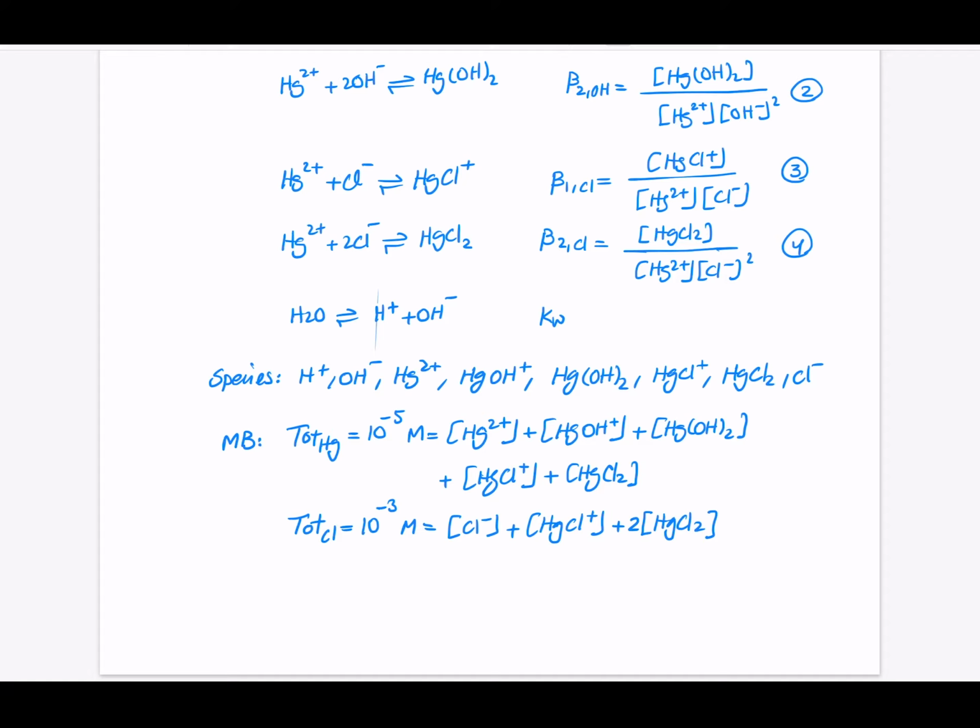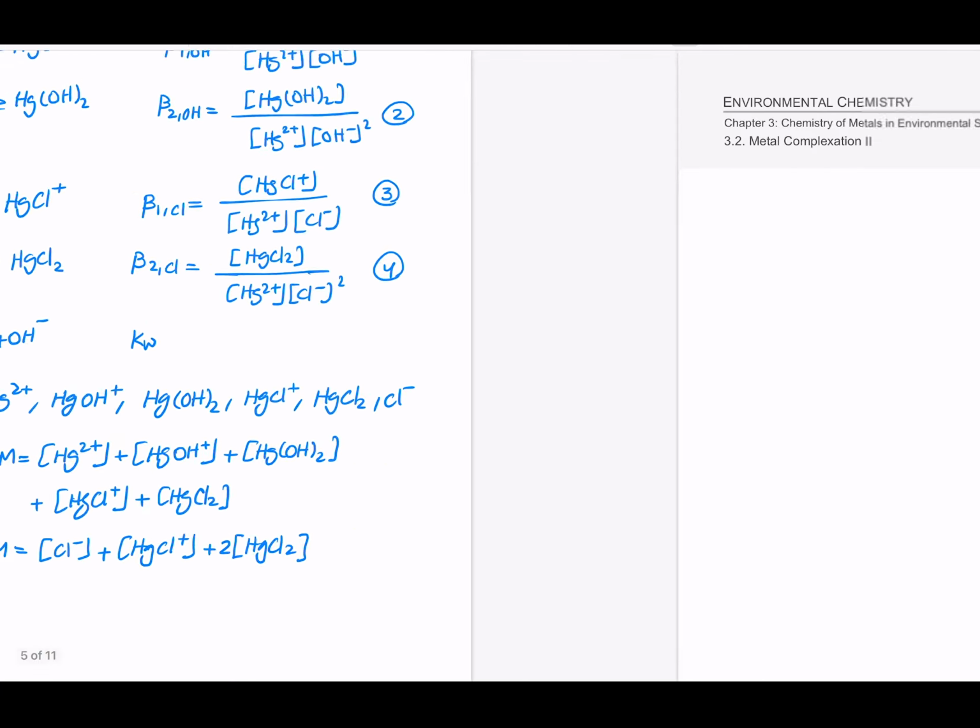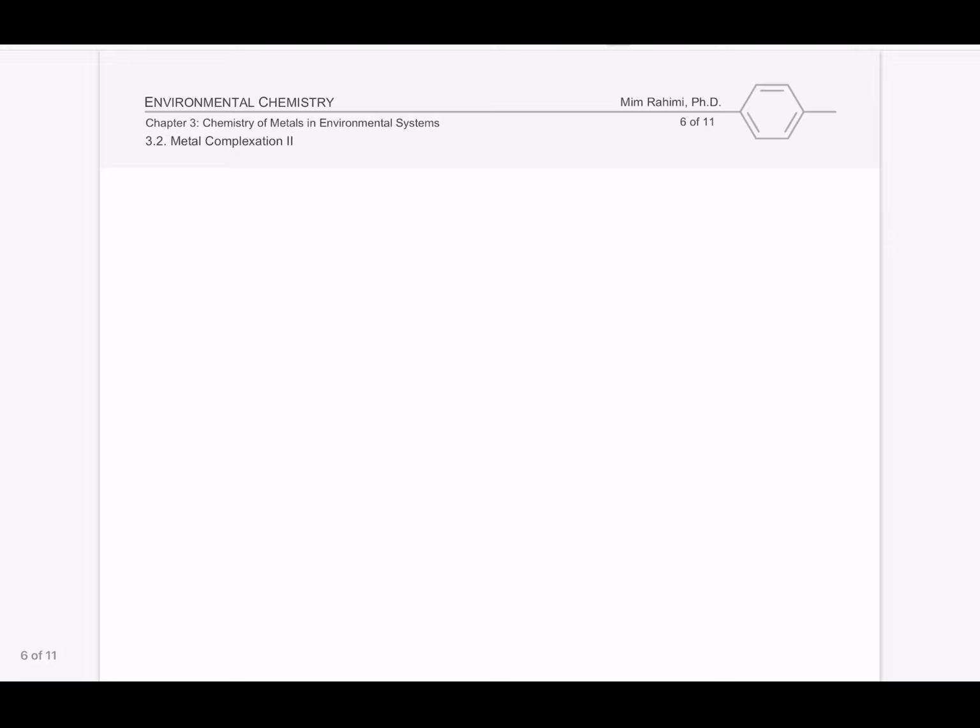I mean, plus water would be 5. So now what we want to do is basically converting everything to Hg2 plus, like what we did in the previous lecture, and then use this equation to be able to look at the speciation. Again, we don't have the information about the whole picture, so we can't do charge balance.